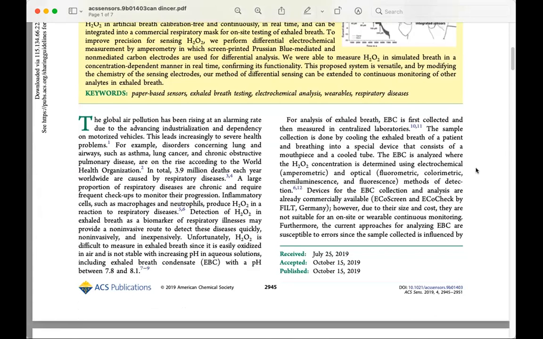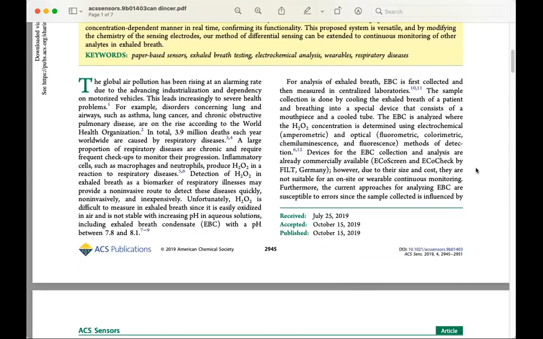So in introduction, of course, I love to write introduction because it's like telling a story, talking about the issue on peroxide, on respiratory diseases. It's nice, because you have read, and then you want to tell the story back. So it's quite easy. And then you mention the current technique being used to analyze breath. Okay.